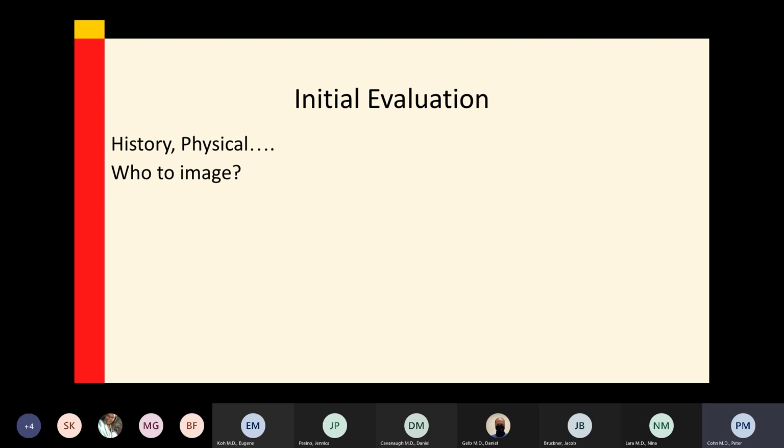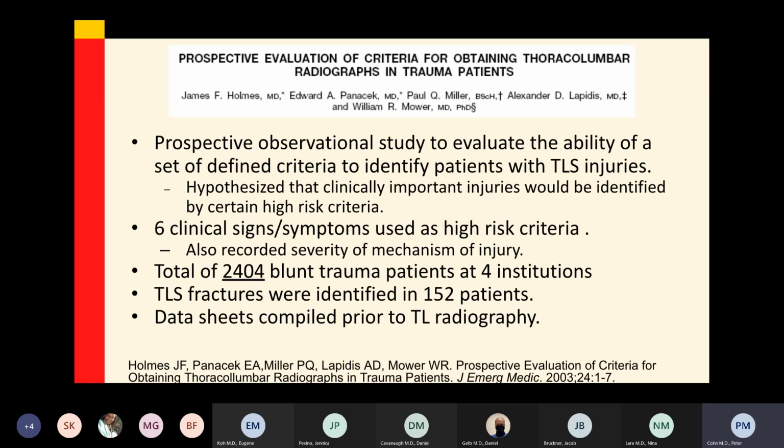So we'll go into basically the initial evaluation. I'm not going to go into the details of history and physical today. I think we all know the importance of that. But we'll jump right into who should get imaging, which trauma patients or patients coming into the emergency department should get imaging of their thoracolumbar spine.